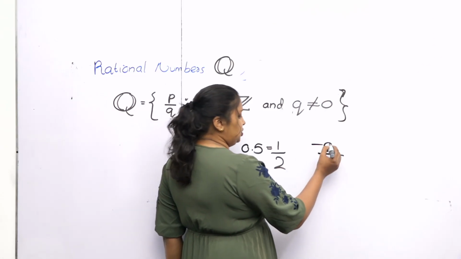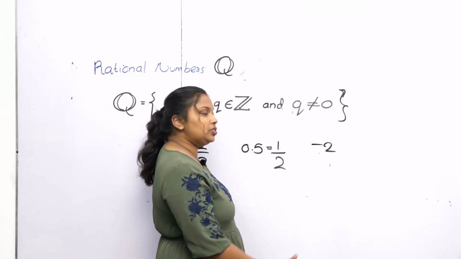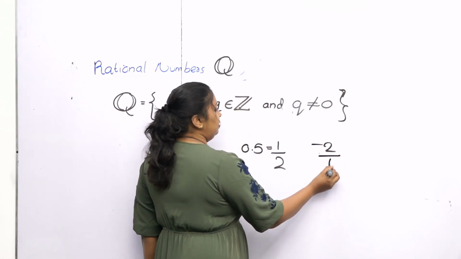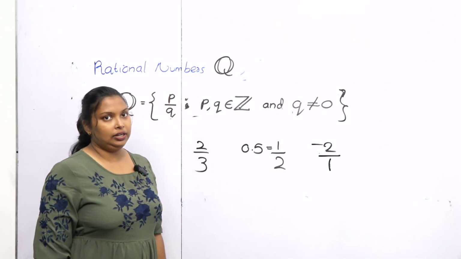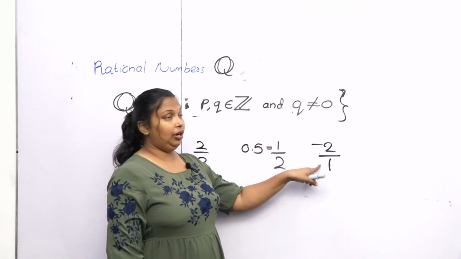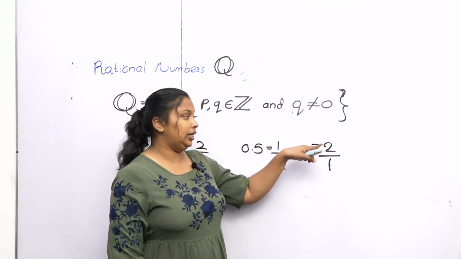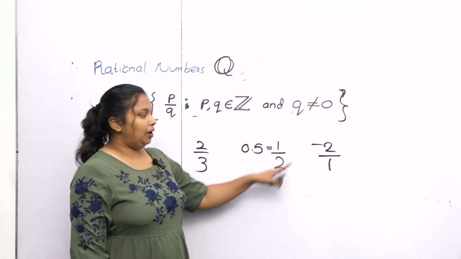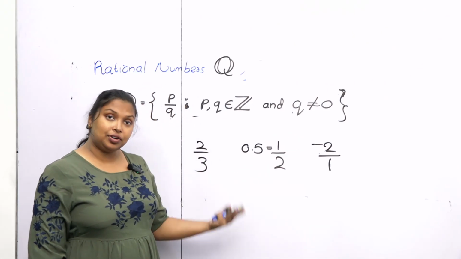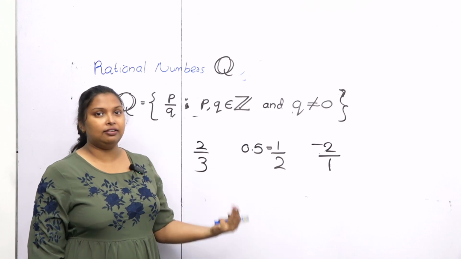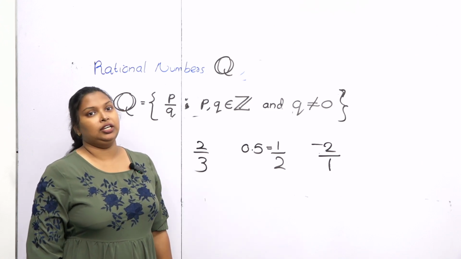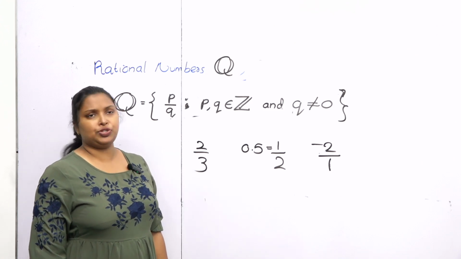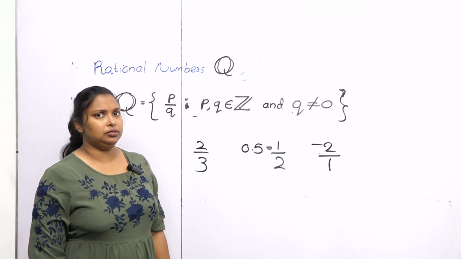Then how about minus 2? Minus 2 is also a rational number because we can write this as minus 2 over 1. And also the numerator is an integer, negative, and the denominator is an integer. Clear? Right, so minus 2 is also a rational number. Minus 3 is also a rational number. Plus 100 is also a rational number. Clear?